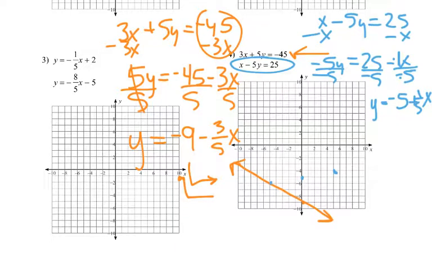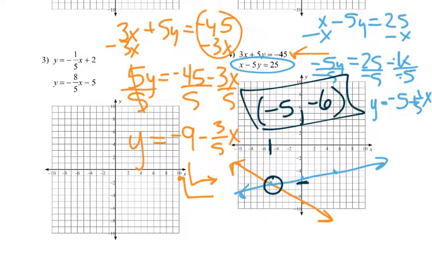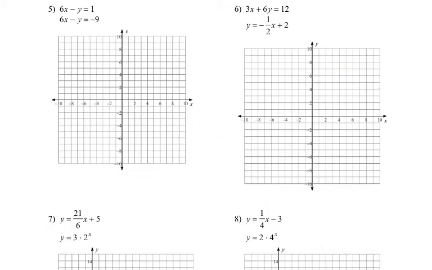And I can see where they intersect. It's right here, and that's a negative 5. So it's a consistent, independent, (-5, -6). Negative 5, negative 6 is my answer. So those ones take a little bit more trouble because you have to rearrange your equation to make it easier to graph. Alright, let's take a look at some more.